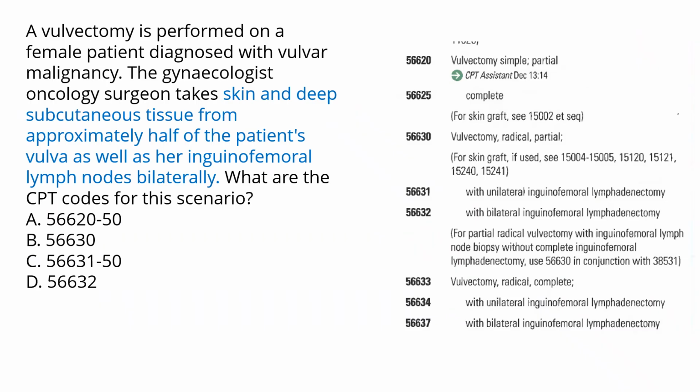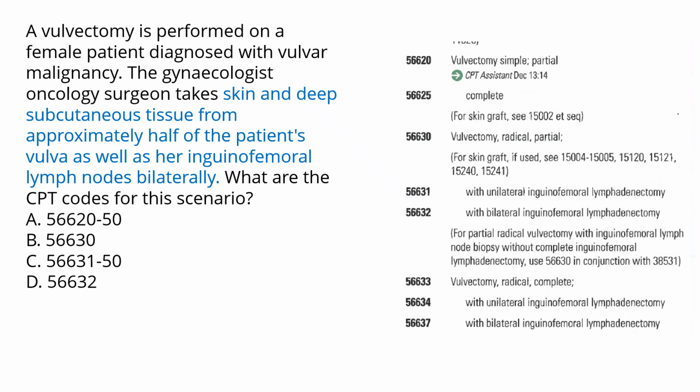So let us look at the first question on the vulvectomy. Vulvectomy is performed on a female patient diagnosed with a vulvar malignancy. The gynecologic oncology surgeon takes skin and deep subcutaneous tissue from approximately half of the patient's vulva as well as her inguinofemoral lymph nodes bilaterally. What are the CPT codes for this scenario? Now, from the previous slide, we know that the vulvectomy is divided depending upon what you are taking.